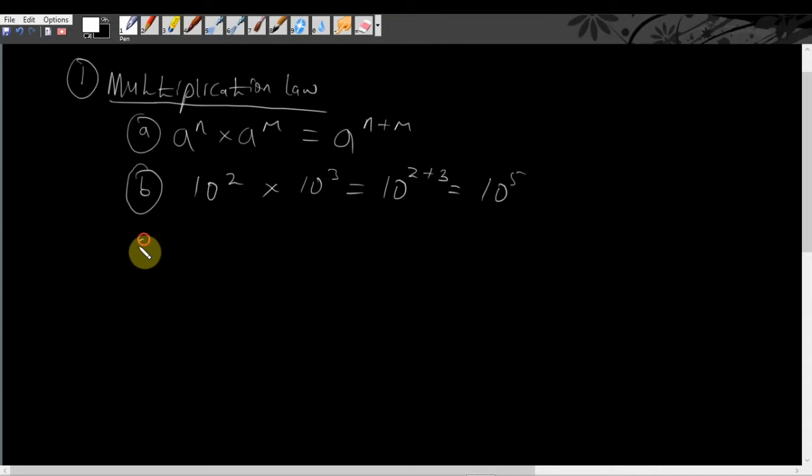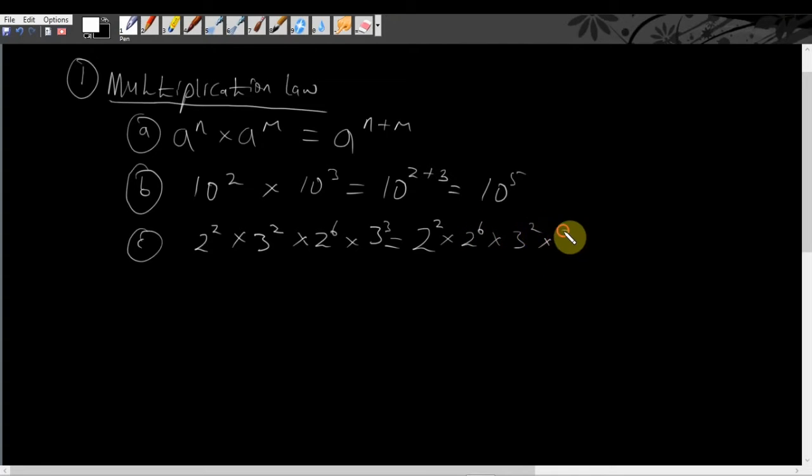Okay, let's do something that has to do with different numbers. Let's say we have 2 to the power 2 multiplied by 3 to the power 2 multiplied by 2 to the power 6 multiplied by 3 to the power 3. If you look at this, it has 2 as a base and 3 as a base. Pick the same base, as in pick 2, and add their powers. Or if you like, you can first align them this way: 2 to the power 2 multiplied by 2 to the power 6 multiplied by 3 to the power 2 multiplied by 3 to the power 3.